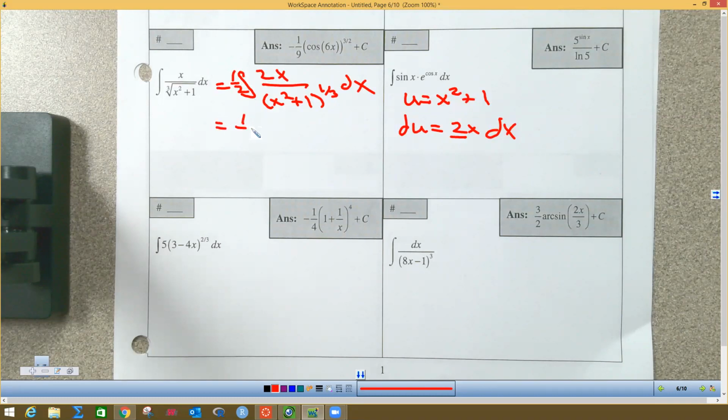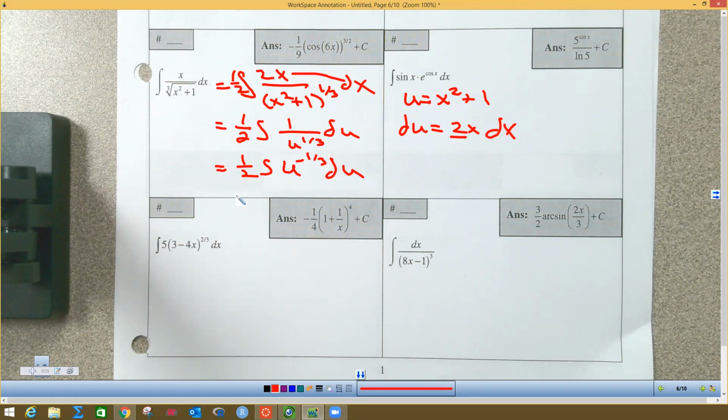So when I rewrite this plugging in my u stuff, I now got a 1 du for the top part because I get to plug du in for all of this stuff. And down here I got a u to the 1/3 power. Now I can simplify this without a u in the bottom by moving it to the top and making the power negative. And now I can use my power rule.